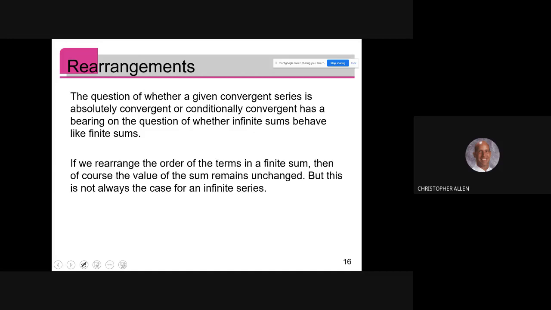What I mean by a finite sum would be, let's say I had 2 plus 3 plus 4, which you guys would agree that's a finite sum. In other words, there's a countable number of numbers that we're adding together. So my question is, for example, is 3 plus 2 plus 4, are those two things equal? Obviously, you guys know that that is true. If we rearrange the order of the terms of a finite sum, then of course the value of the sum remains unchanged. This is not always the case with infinite sums.